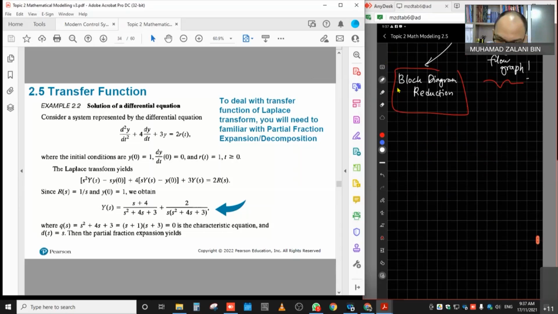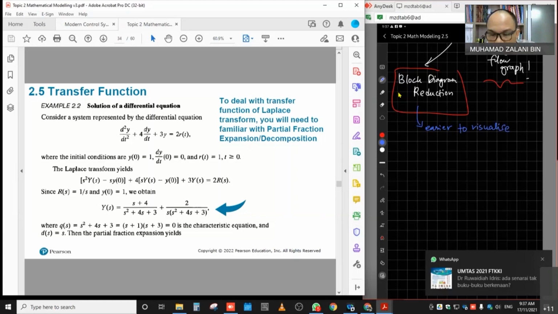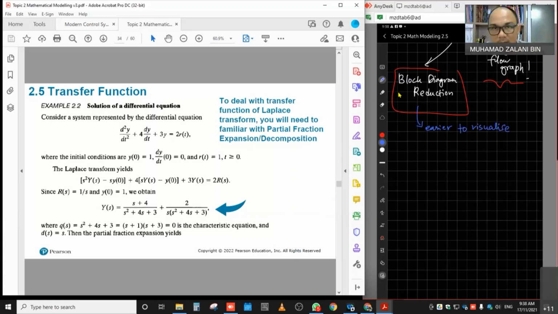So why do we use the block diagram reduction method? It is because it is easier to visualize. Biasanya kita akan rasa lebih senang lah. It makes it easier for us if we present something in the form of an image, right? Otak kita bila ada proses maklumat biasanya lebih cenderung untuk proses image, right? So it is easier to visualize the control system interactions in terms of input and output by using the block diagram.